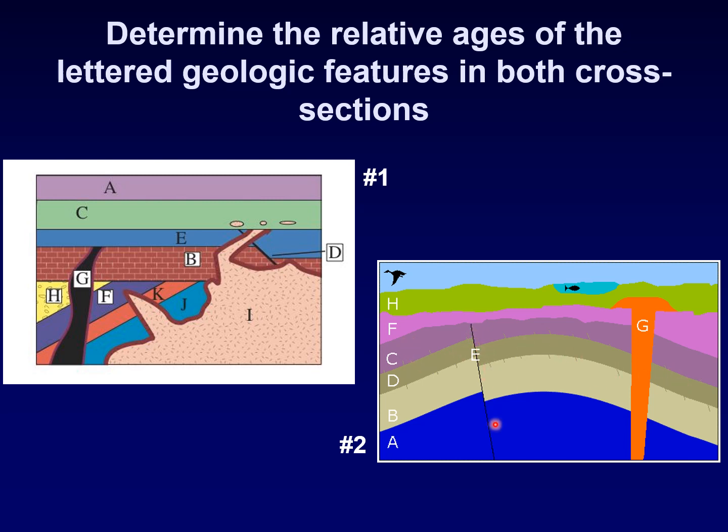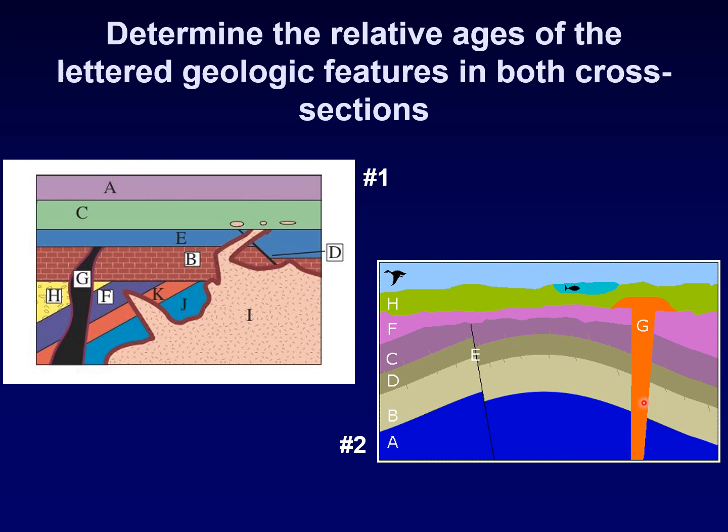Then E faulted all of those layers. And that is a normal fault because the hanging wall is down slope from the footwall, right? So this was a normal fault. So extension, so divergent boundary. Then I have F being deposited. And I know F is after E because E does not cut across F.